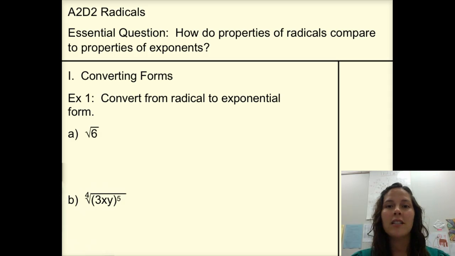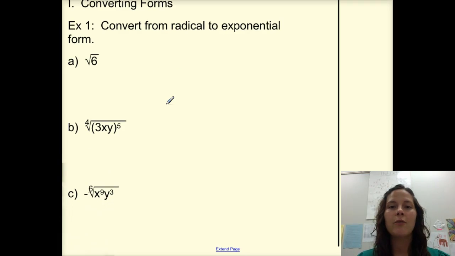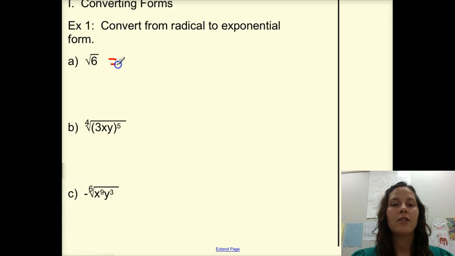Our essential question is comparing those exponential properties with the radical properties, and as I already mentioned, they should look fairly similar. So let's start with some basics, just converting between radical and exponential form so you can get used to the fact that these two forms are interchangeable. So example A, we have the square root of 6. The index for this is 2 because it's unwritten, so that becomes the denominator for our rational exponent. So it is the same thing as 6 to the 1/2 power.